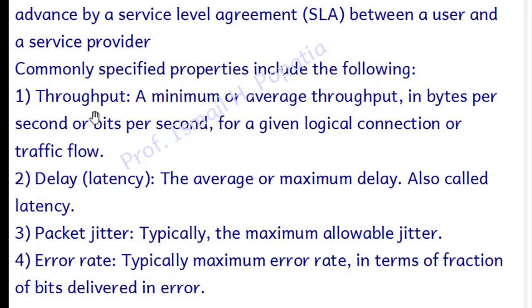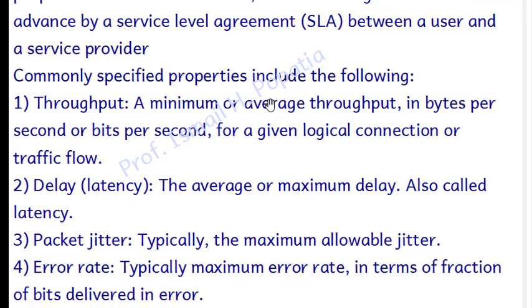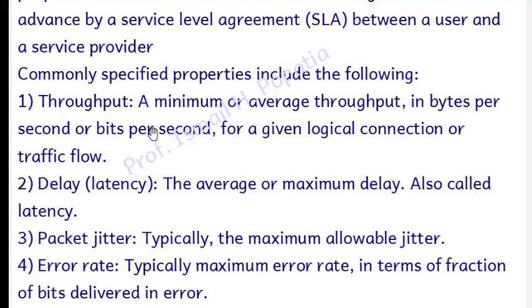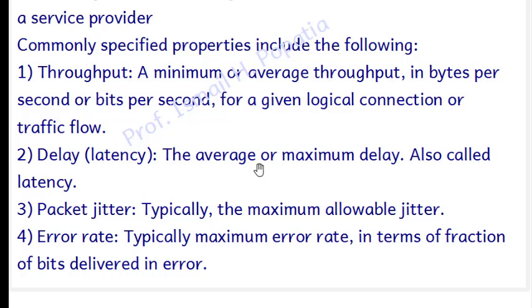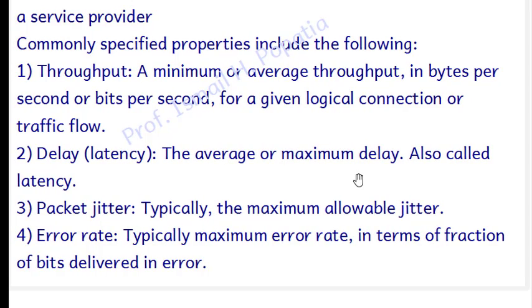The first one is the throughput, which comes under the category of quality of service. So a minimum or average throughput in bytes per second or bits per second for a given logical connection or traffic flow. So we can measure the throughput. Some of the services require a minimum, so throughput should be above that. If it goes below that throughput, then the service may hamper. Then the delay or the latency: the average or maximum delay which can be given to the service. If the delay goes beyond that maximum value, then the service will hamper.